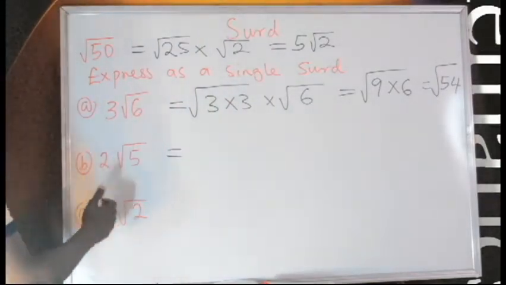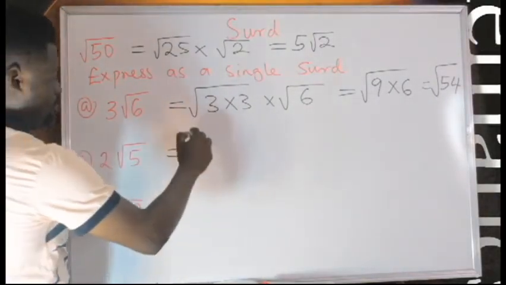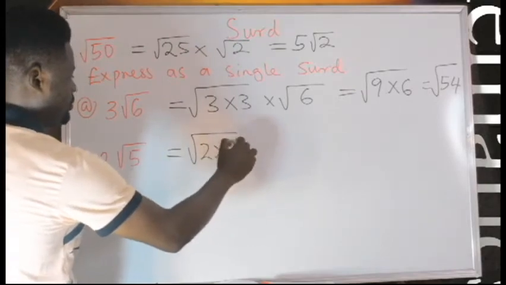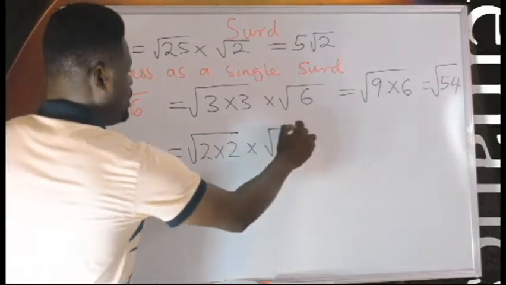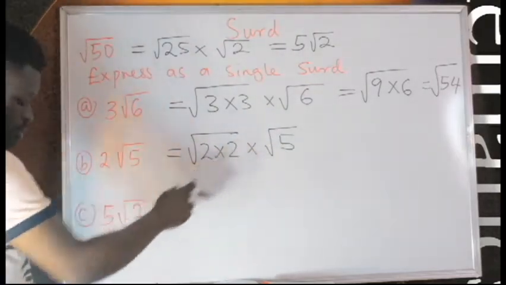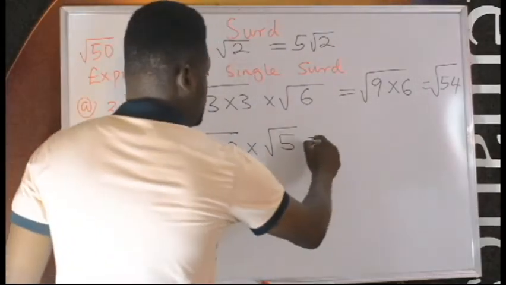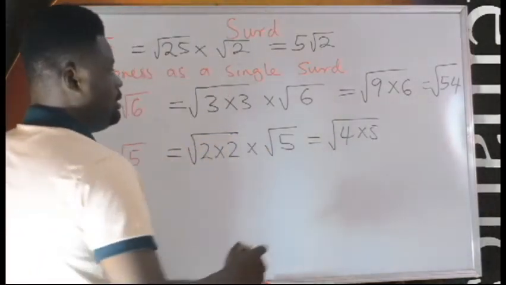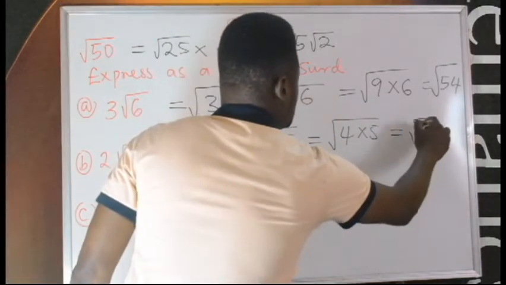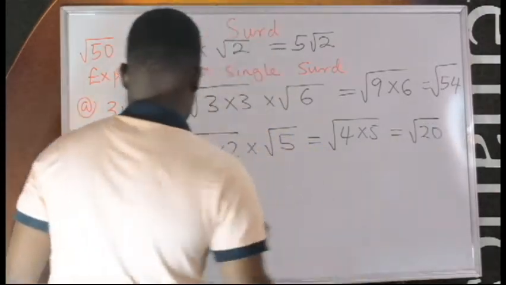So we come to this. This 2 becomes 2 times 2, to multiply itself, then the root of 5. 2 times 2 is 4, so that will give us 4 times 5, and that will give us the root of 20.